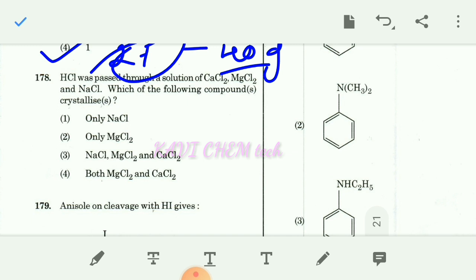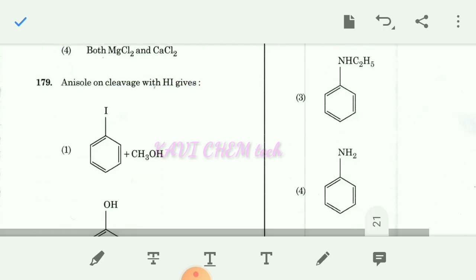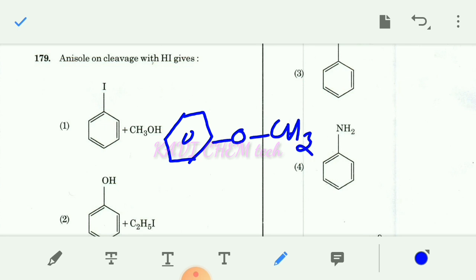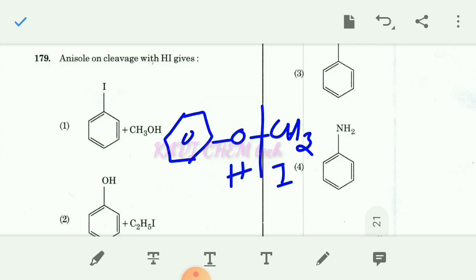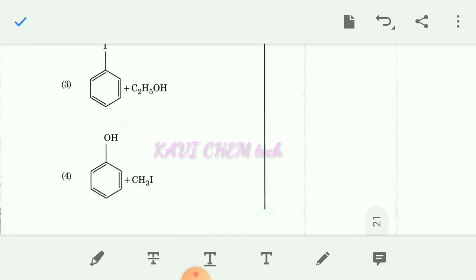Then 178. HCl was passed through the solution of calcium chloride, MgCl2 and NaCl. For this, the answer is only NaCl. Next one, anisole on cleavage with HI. Looking at the structure of anisole, when you add HI, this side will get hydrogen and this side will get iodine. So the left-hand side will give phenol and the right-hand side will give methyl iodide. According to that, the 4th one is the correct answer.